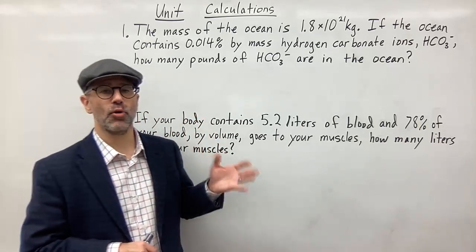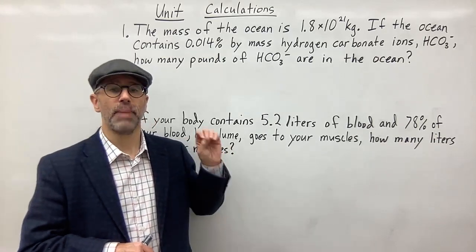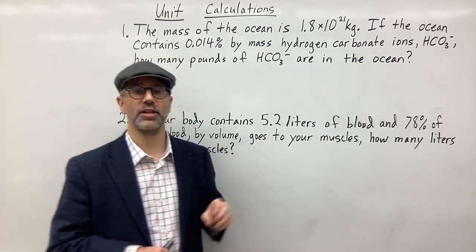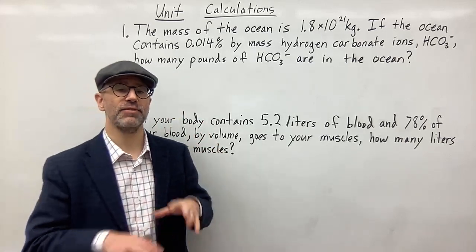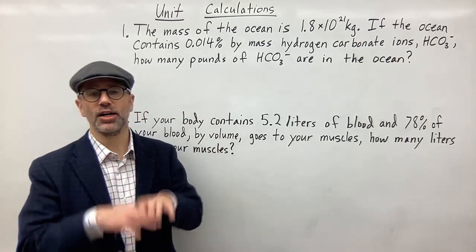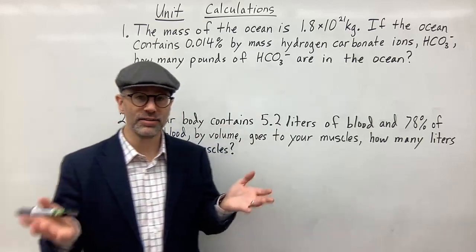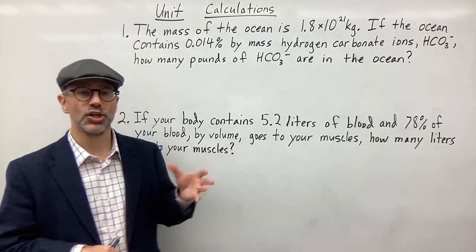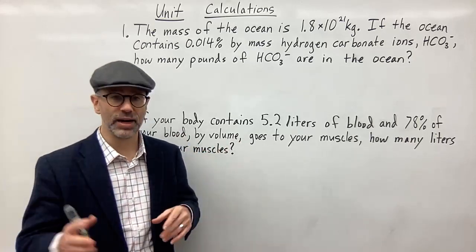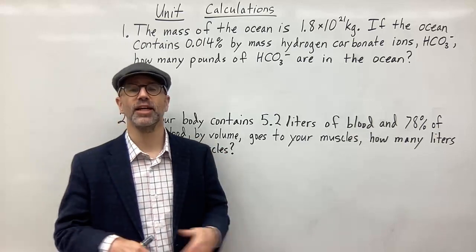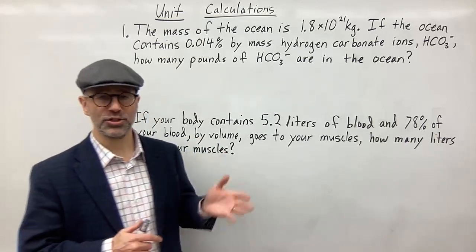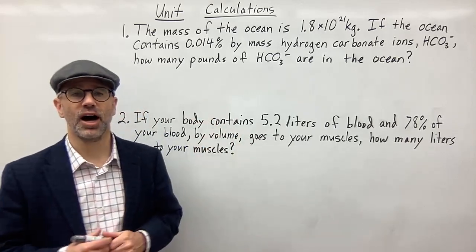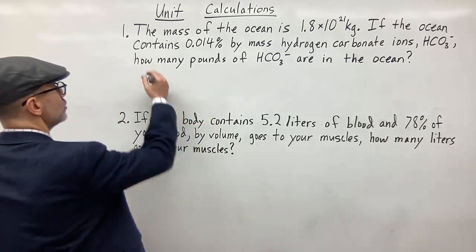So if 0.014% by mass of your ocean is hydrogen carbonate ions, that means if I have 100 grams or 100 kilograms or 100 tons of ocean water, then 0.014 grams or kilograms or tons is going to be your hydrogen carbonate ion. Okay, so percentages are going to be conversion factors. So I'll write that down.